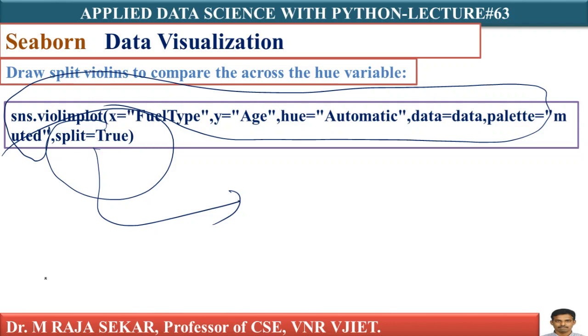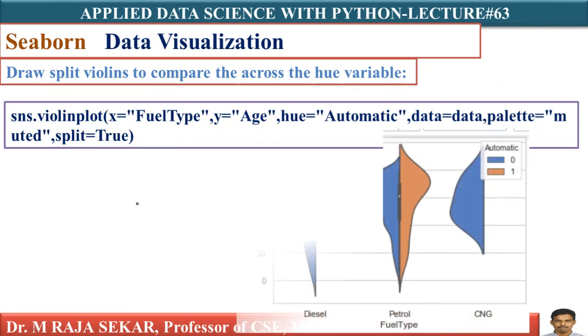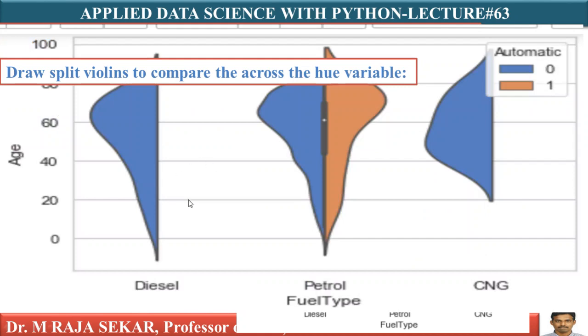This is important. Let me see the output first so that we can understand it. If possible, we will see this output on a big screen. Let me explain again: setting split to True will draw half of a violin for each level. How many levels do I have? I have 2 levels. Level 0 is manual gearbox, and level 1 is automatic gearbox. Therefore, one half of the violin will represent manual gearbox and the other half automatic gearbox.